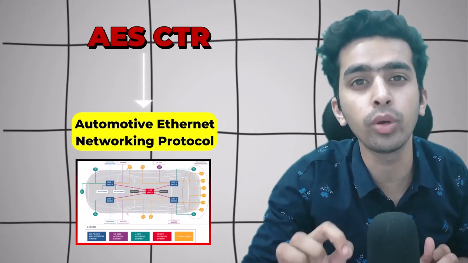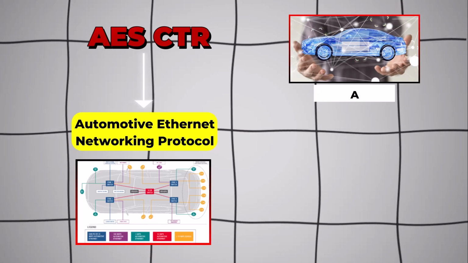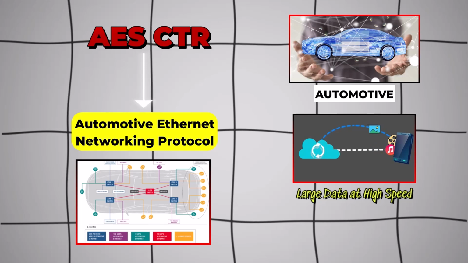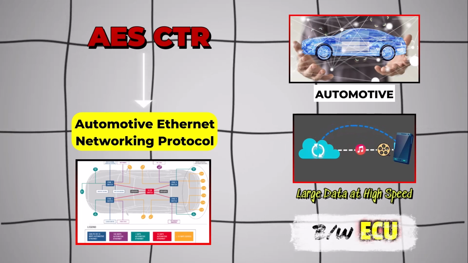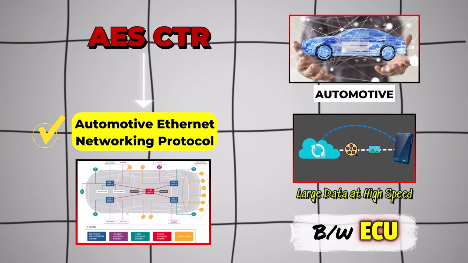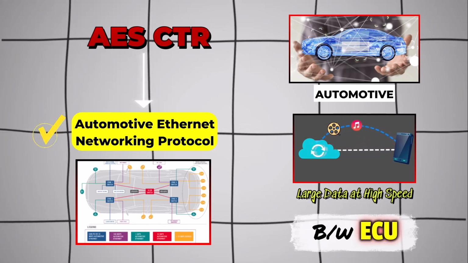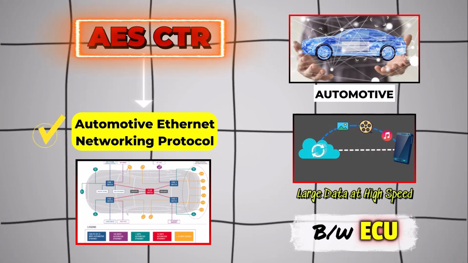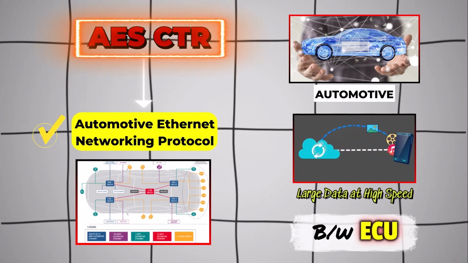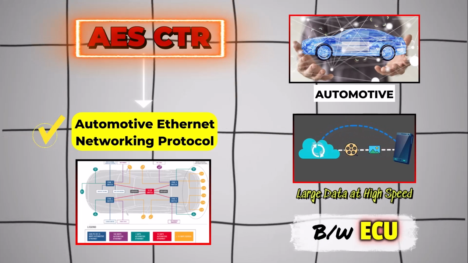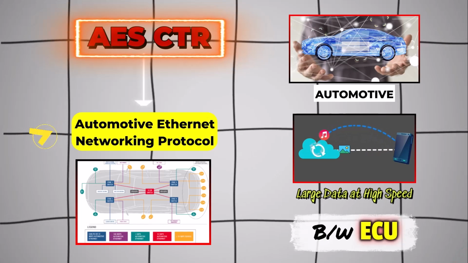And one more thing about AES-CTR is that it is very widely used with the automotive Ethernet networking protocol. In automotive, when we need to transfer a large amount of data at high speed between the ECUs or the subsystems of a vehicle, automotive Ethernet is the most widely used and newly emerging protocol nowadays. And in that case, AES-CTR becomes the prime encryption algorithm to have the networking between two embedded nodes or ECUs over Ethernet very securely and safely.